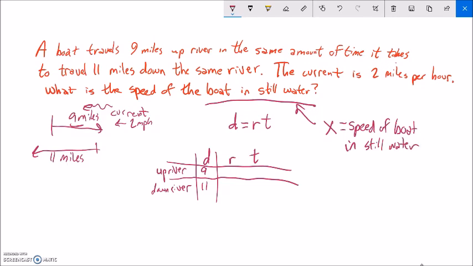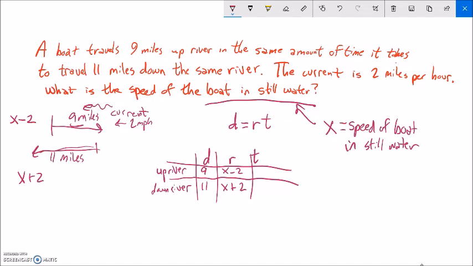So when I'm going upriver, I'm going against the current. That would mean my rate would be the rate of the boat minus the current, because the current's slowing it down. So the rate would be x minus 2 when it's going upriver. And when it's going downriver, the current's pushing the boat, helping speed it up. So it's the speed of the boat plus the current of the river, x plus 2.